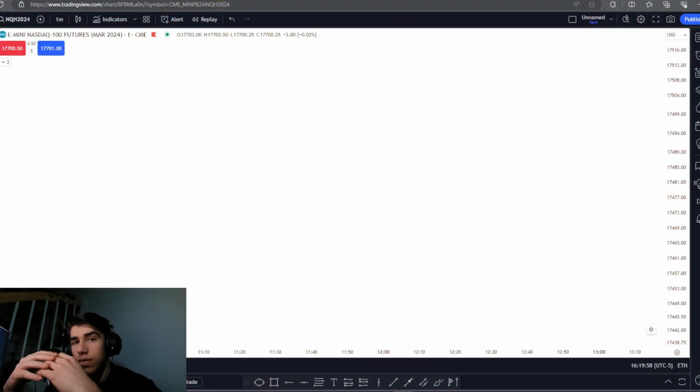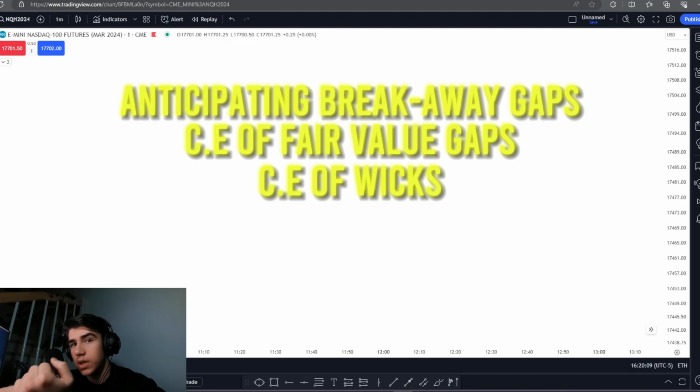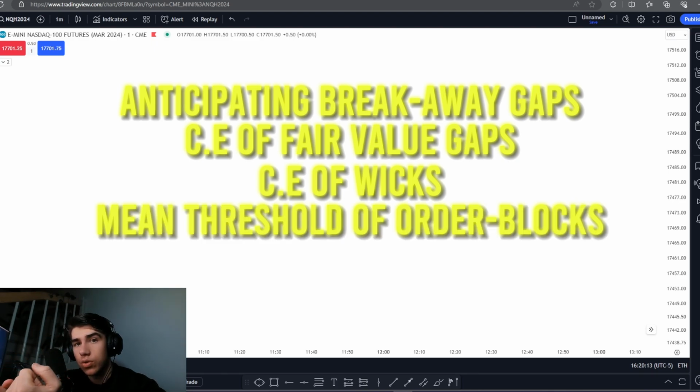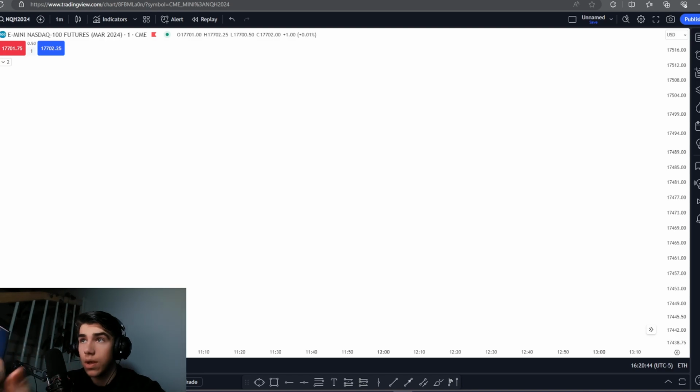Okay, so the things that we're going to go over will be anticipating breakaway gaps, consequent encroachment of fair gaps, consequent encroachment of wicks, mean threshold of order blocks, intermediate term highs and intermediate term lows, and swing lows below the previous swing low that swept liquidity, or swing highs above the previous high that swept liquidity. So what we're going to do now is jump on some charts, and I'm going to show you a live example of an actual chart so you understand what I'm talking about.